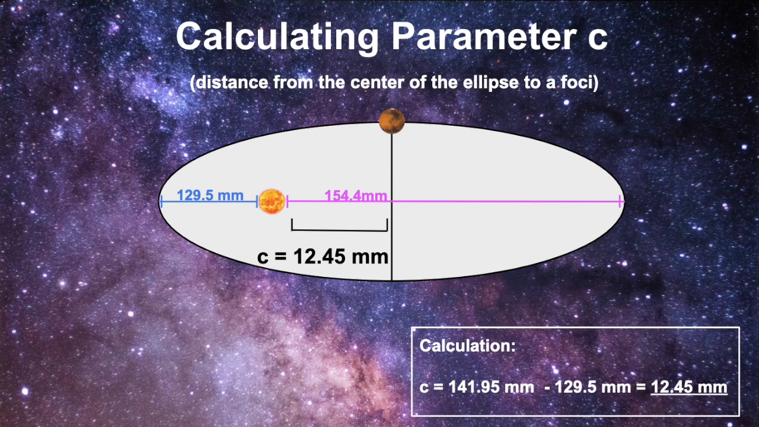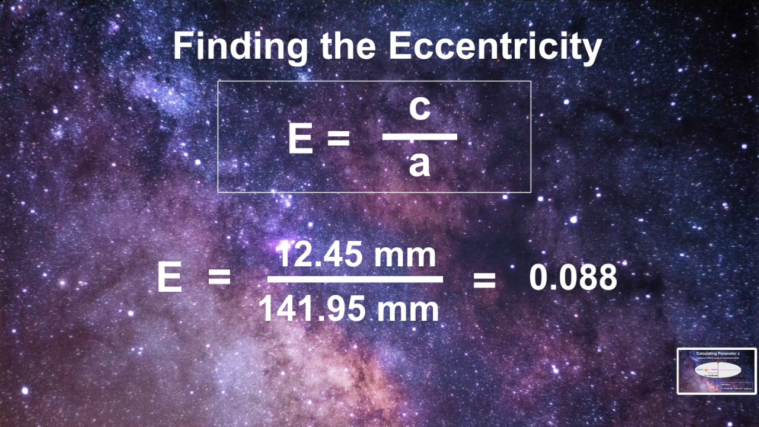Again, the next parameter that we can calculate for with the given values is C. To do this, we can subtract 129.5 from A, which is 141.95. C, the distance from the center of the ellipse to the foci, which in this case is the Sun, is 12.45 million miles. Now, we can plug in the values of C, 12.45, and A, 141.95, to find that the eccentricity equals 0.088.